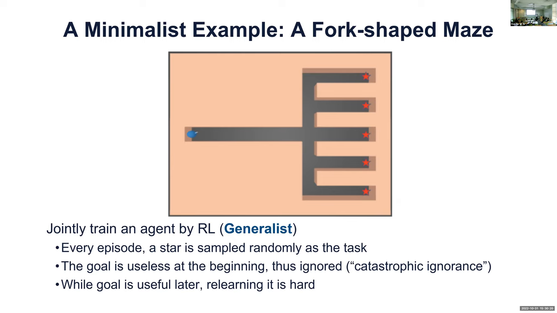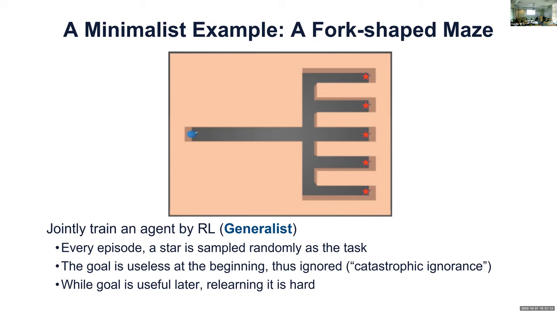And what we observe is, this is actually very tricky to learn, because at the very beginning, the agent is at a point. As long as it's moving rightwards, it will get a certain reward. And therefore, it's actually completely useless to recognize which goal is approaching. Basically, before arriving at this intersection point, the network will ignore the presence of all these goals. Okay. And we call this phenomenon catastrophic ignorance.